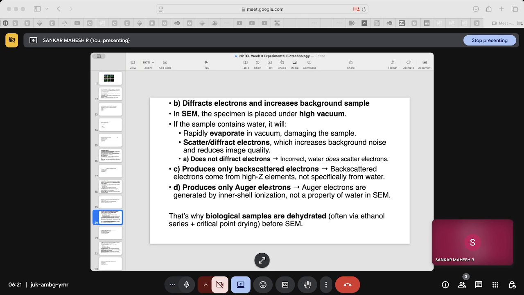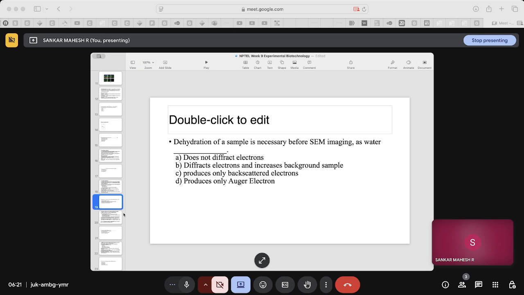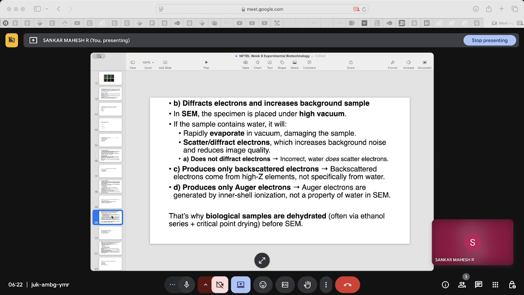So the reason that we do this dehydration treatment is because the water can increase the background noise in the sample. Earlier we had also mentioned ethanol and fluorescence. Adding ethanol immediately removes the water, and this is routinely done in SEM.